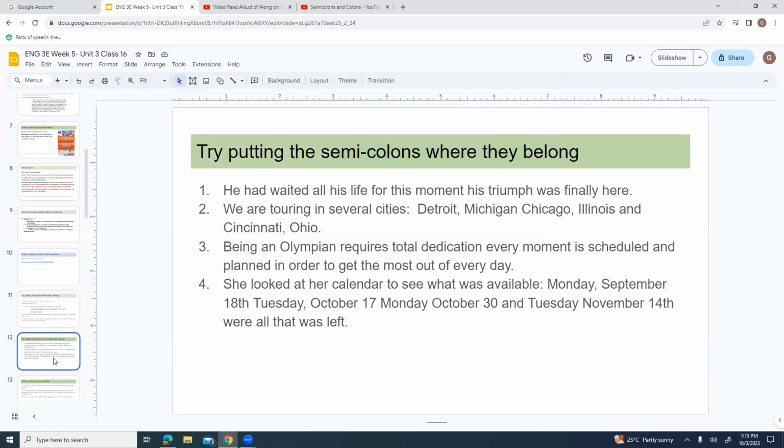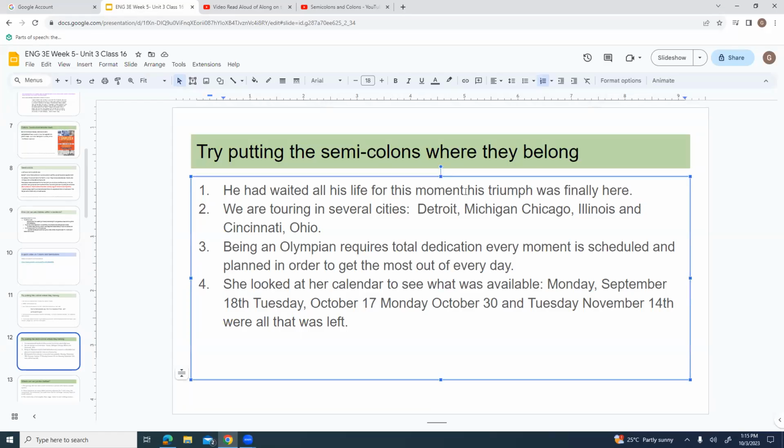Okay, semicolons. So we've got to figure out where the semicolons go in here. He had waited all his life for this moment; his triumph was finally here. Okay, so semicolons can have 2 sentences that are linked. So that is how this one sounds. Where would the first sentence end then? He had waited all his life for this moment. I could put a period there, but this is where I'm putting the semicolon. And the idea is that he had waited all his life for this moment is linked to his triumph was finally here.